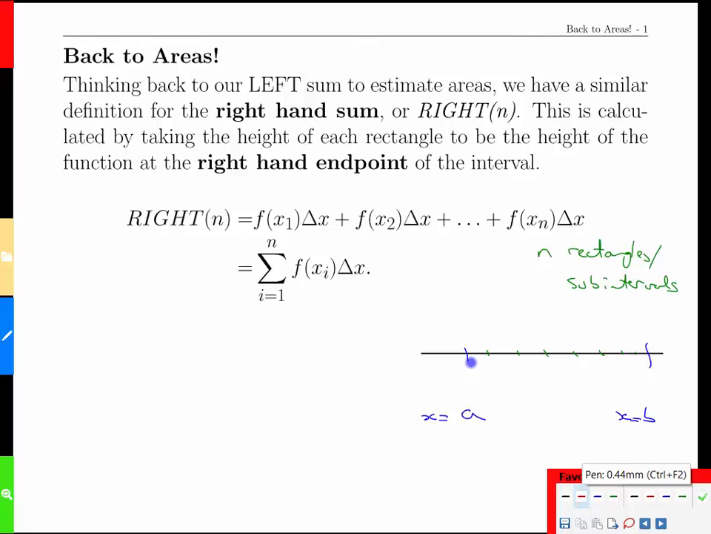Then with the right hand rule, what we do is we take our first interval x0 to x1. The other ones are numbered accordingly. The last one is xn. And on the right-hand rule, what we do is we look at each interval and we go up to the graph at the right-hand endpoint. And that is simply the function value at x1.